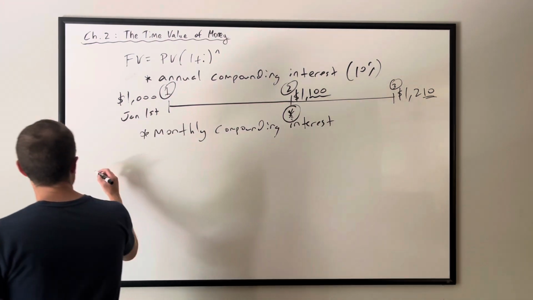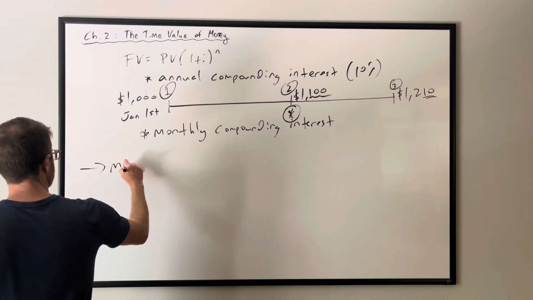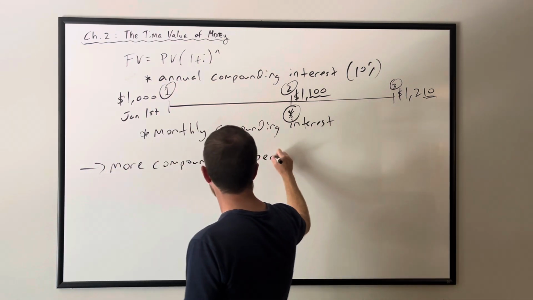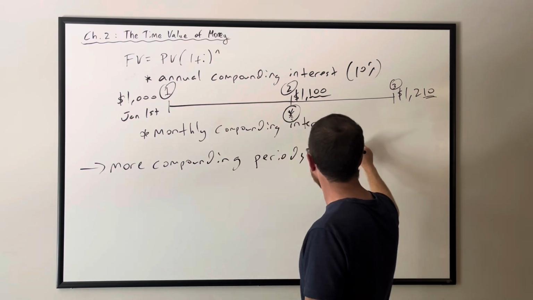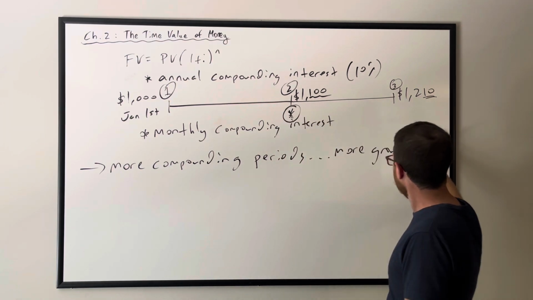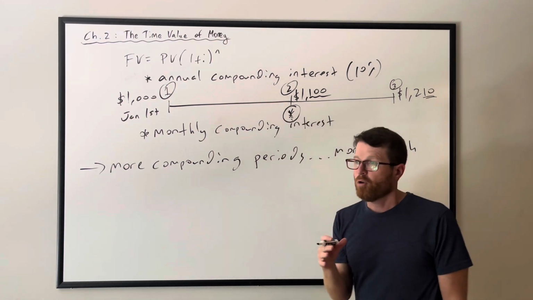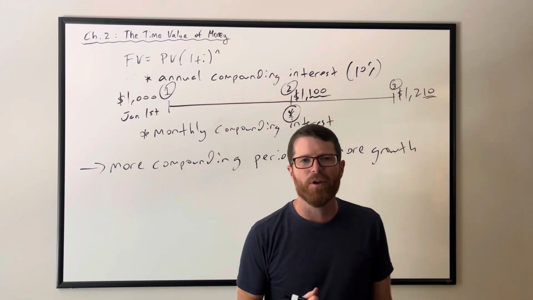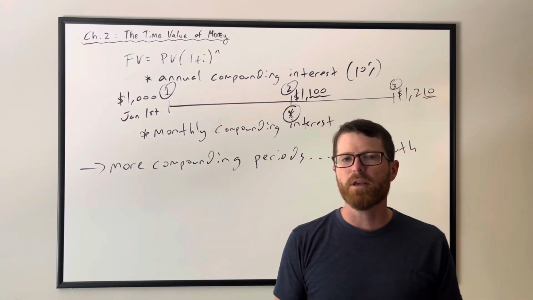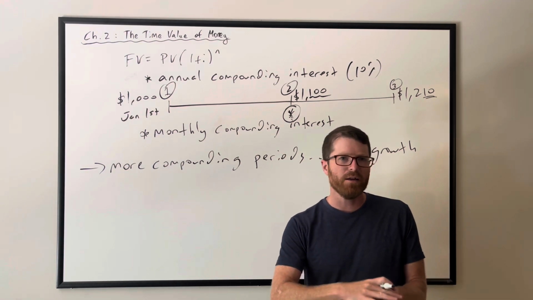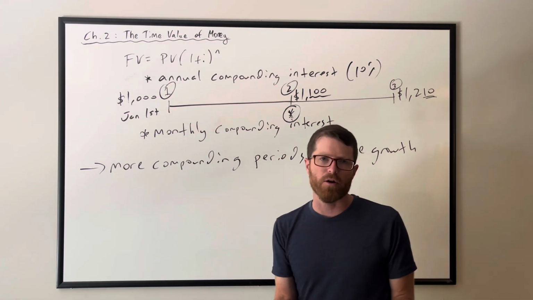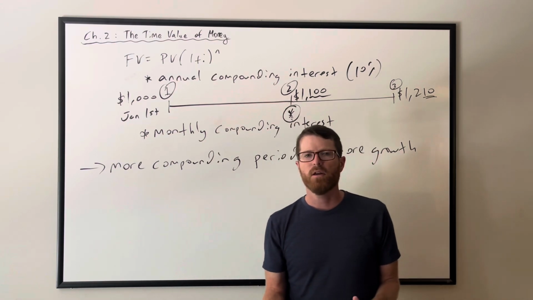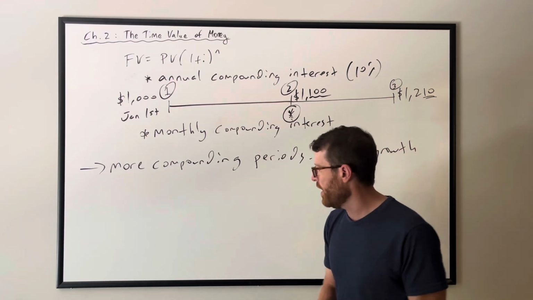The more times interest compounds, the more growth you'll get. So for that reason, credit card companies who are trying to get as much money out of their spenders as they possibly can will use very frequent compounding periods, usually 365 times a year or 360 times a year. And let me show you what this looks like.